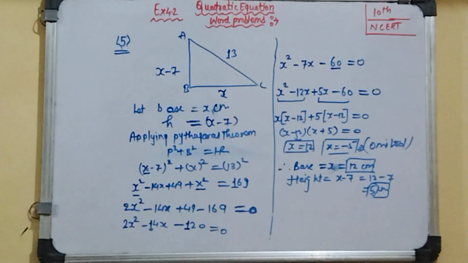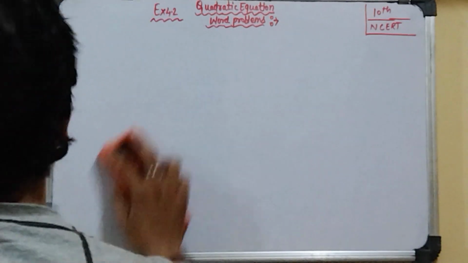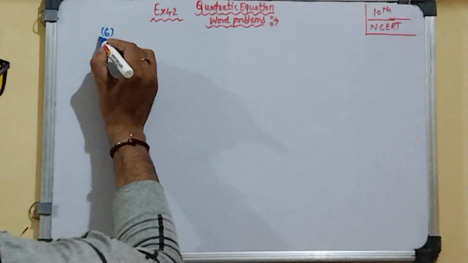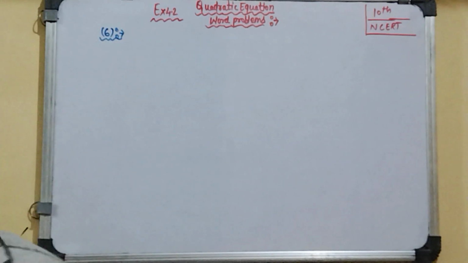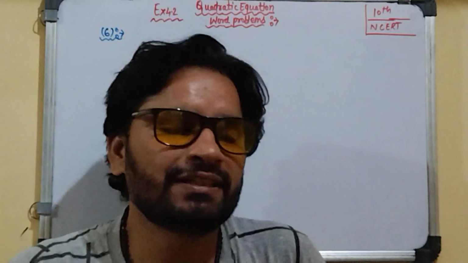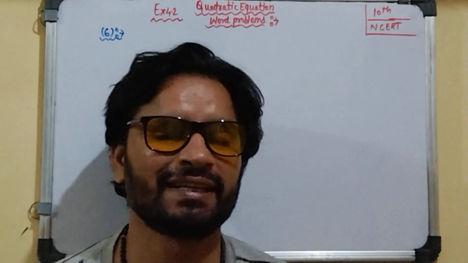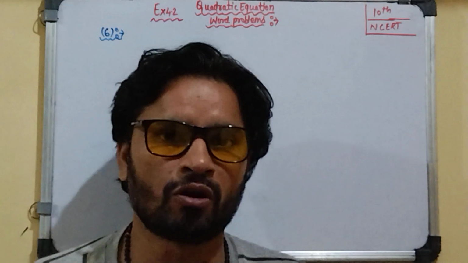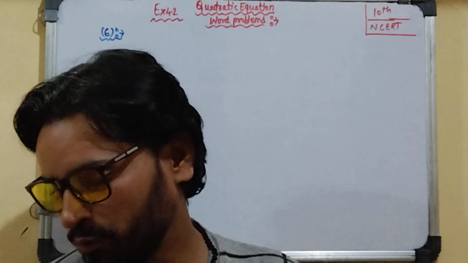Now question number 6, the last of this exercise. What is given in the sum? In a factory, if you want to read the question, then you can take your book, open your book and read the question carefully, and then watch the video. Then you can understand the video easily, and you are able to solve the problem very easily. But first of all, you have to read the question from exercise 4.2, question number 6.